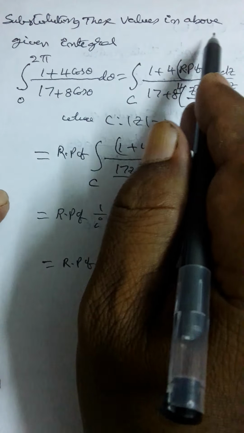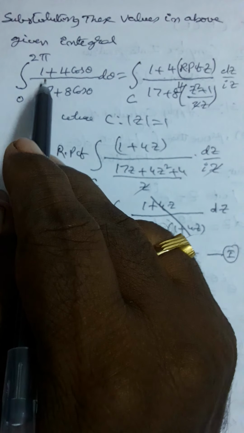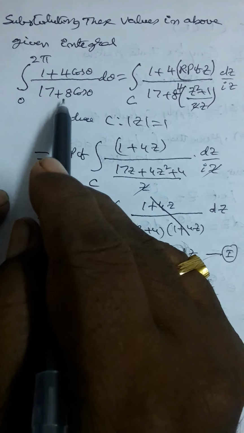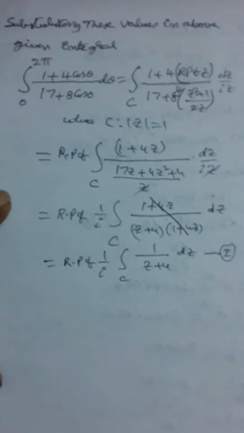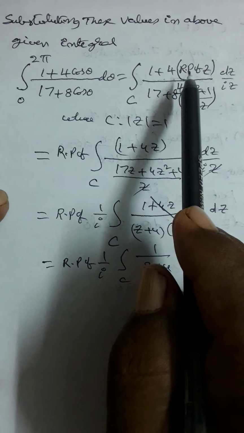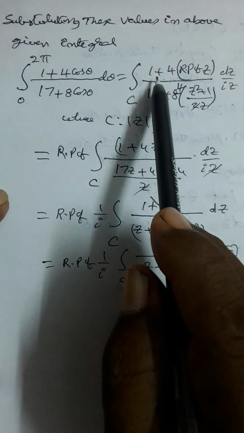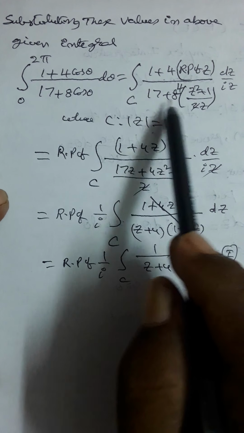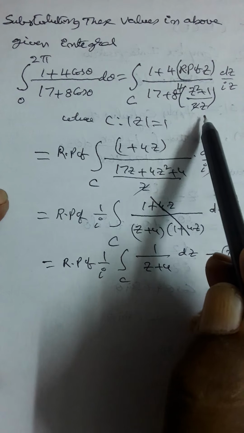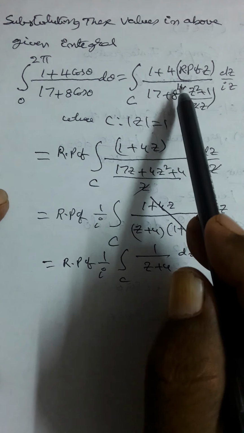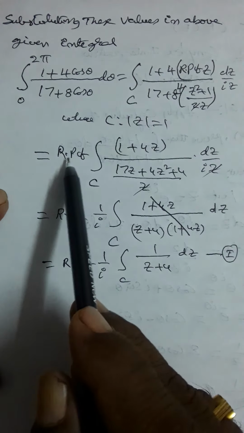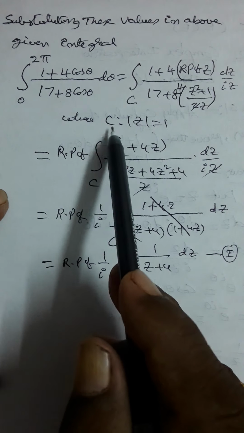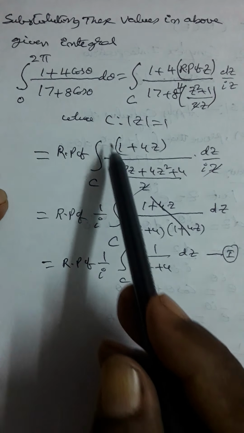Substituting these values in the above given integral, we get integral 0 to 2 pi (1 plus 4 cos theta) by (17 plus 8 cos theta) d theta is equal to integral over c. For the numerator cos theta, you write 1 plus 4 into real part of z, and in the denominator cos theta, you write z square plus 1 by 2z. So 2 cancels 4 times. Take real part like this. Here c is mod z is equal to 1, already given to you.